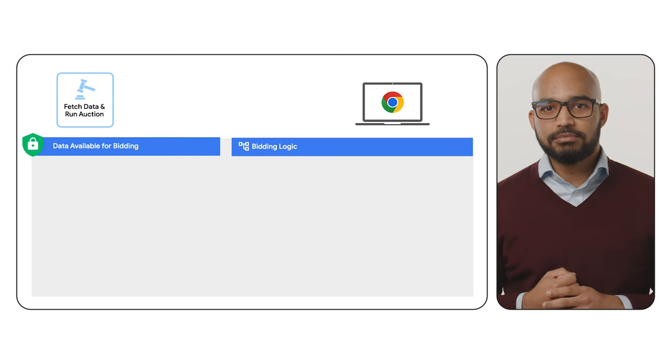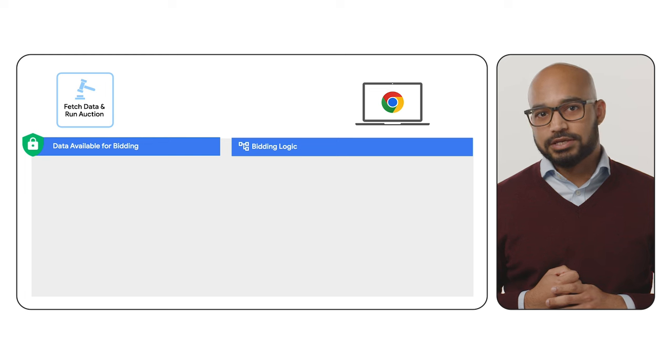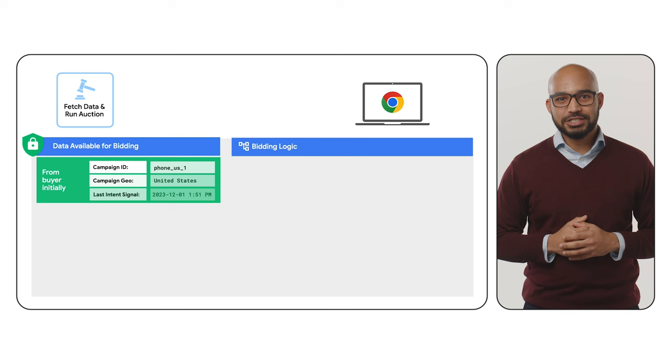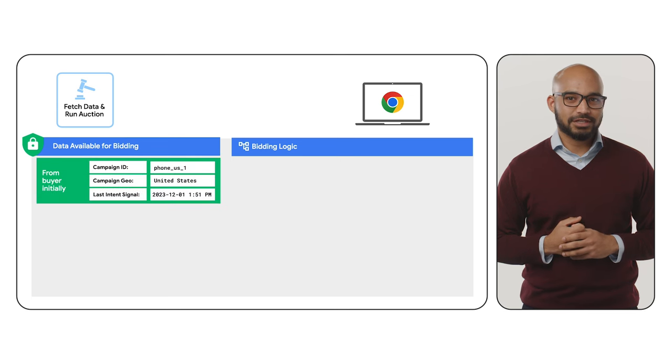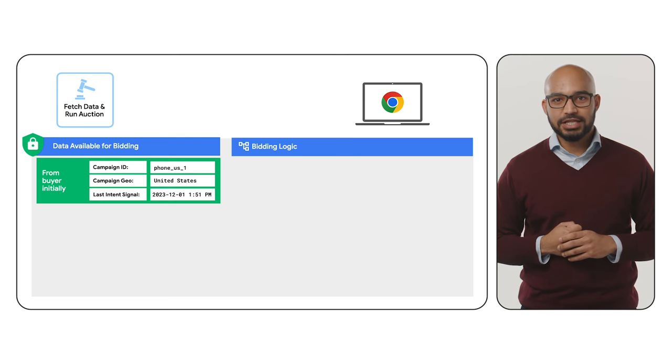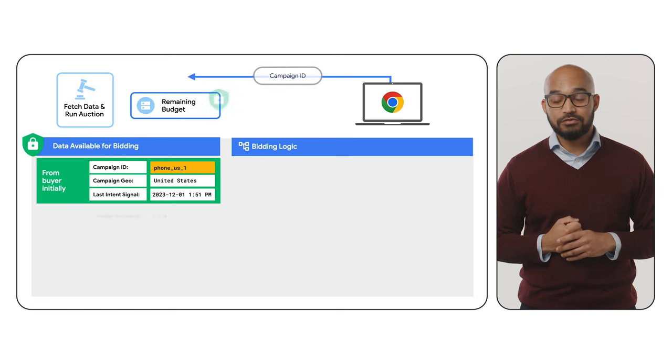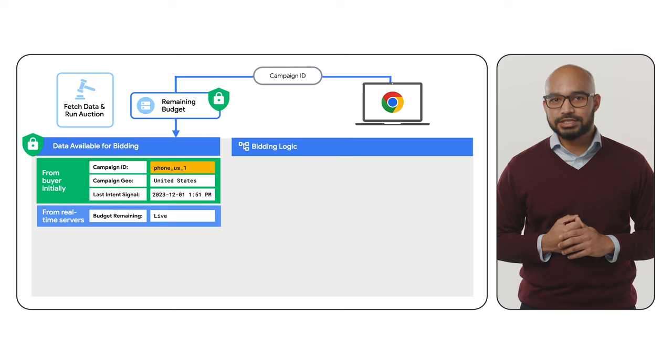Now, we've already seen both of these, but we will see how they come together now. Let's start first with the data available for bidding. First, there was the data that was brought by the buyer themselves. This included the campaign associated with his audience. That was phone US 1. Then the geo they were targeting, which is United States, and the time they last observed the intent signal. Then the browser is going to use this campaign ID, phone US 1, and call the buyer's campaign status server. This was that server we took a deeper look into earlier. Then from that server, pull back if the campaign is still live, which it is. This happens in real time at the time of the auction.